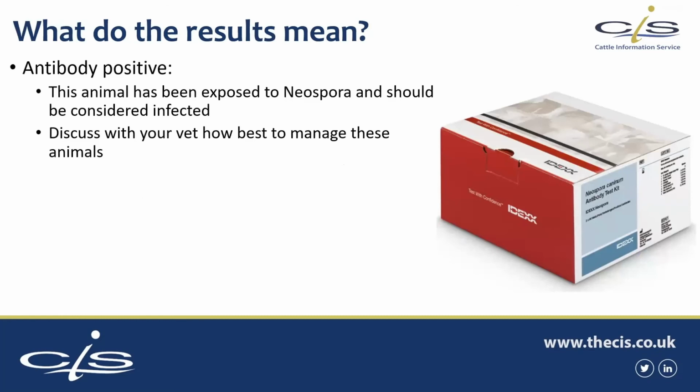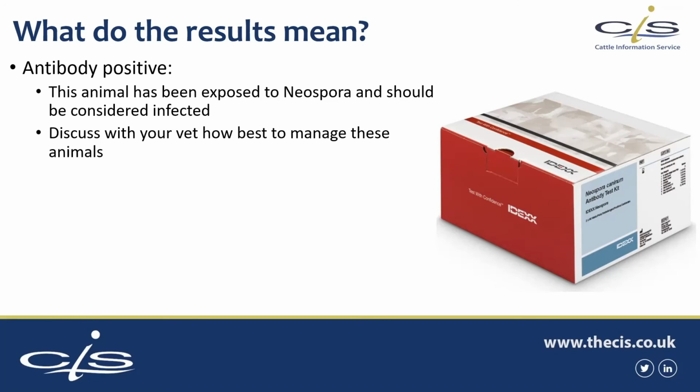So an antibody positive animal shows that that animal has been exposed to Neospora and should be considered infected. And it's worth discussing with your vet how best to manage these animals, because your management strategy from that point will depend on quite a few factors. Firstly, what are you actually wanting to achieve? Are you wanting to achieve a completely Neospora negative herd accredited by checks or something? Or are you hoping to just manage the disease?